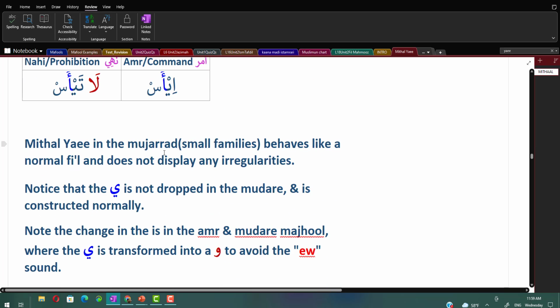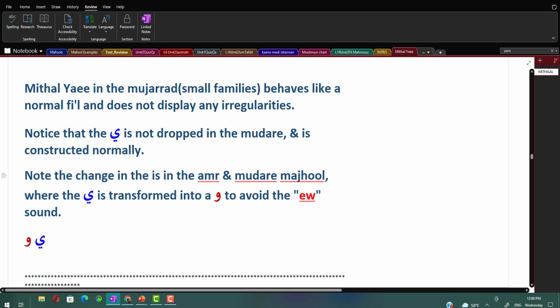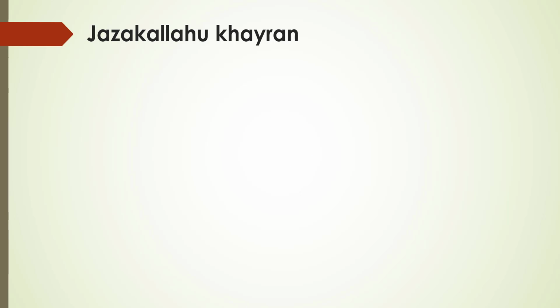Mithal yaee in the mujarrad or the small families behaves like a normal fi'l and it does not display irregularities. Notice that the ya is not dropped in the mudare and is constructed normally. Note that the change is in the amr and the mudare majhul, where the ya is transformed into a waw to avoid the u sound. Alhamdulillah, we are done with Mithal yaee.